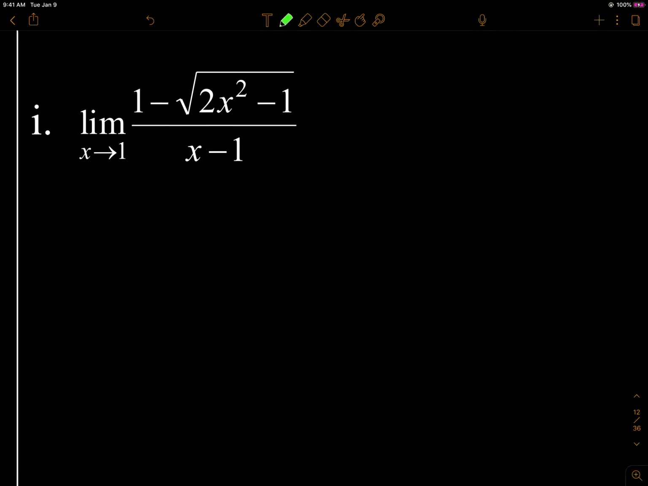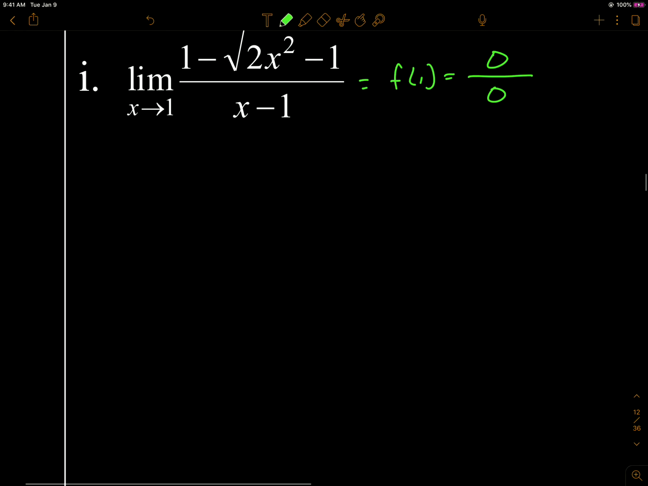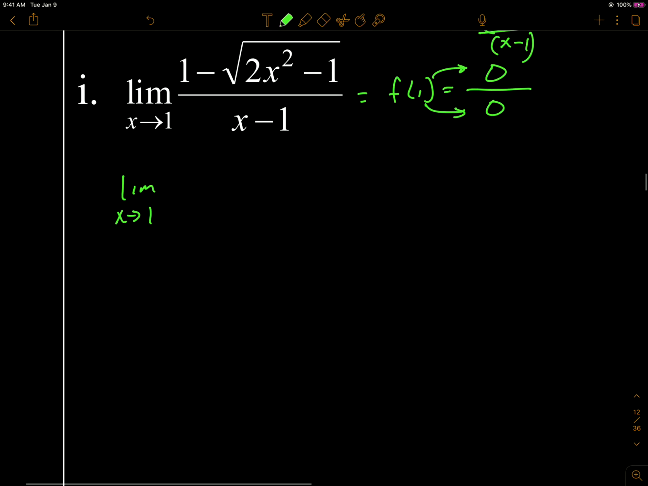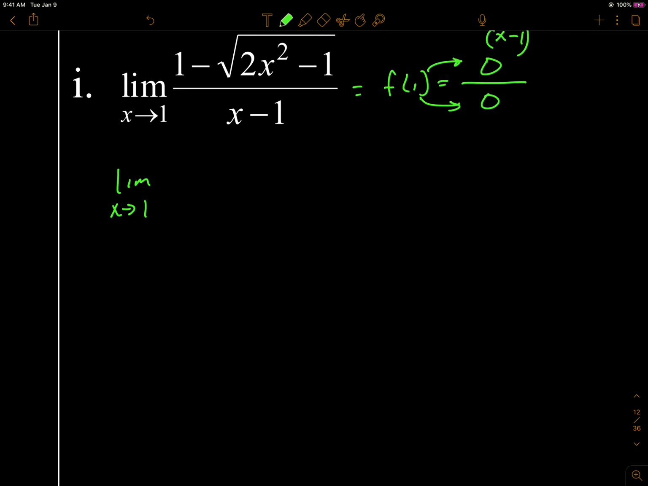All right, let's look at I. I try direct substitution. I get 0 on the bottom. Let's see if it's a hole or a vertical asymptote. I plug in 1 up top. I get 0 up top. So I have a removable discontinuity. So now again, this is one where I know that because f of 1 was 0, I must get an x minus 1 on top and an x minus 1 factored out on the bottom. It's got to happen. So that's easy to see.